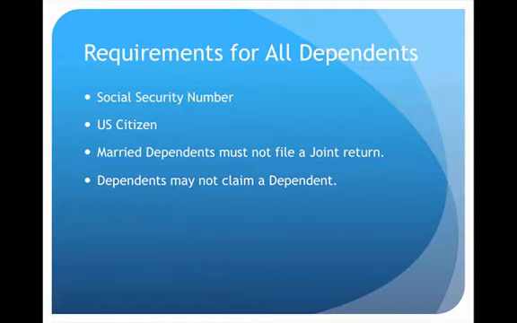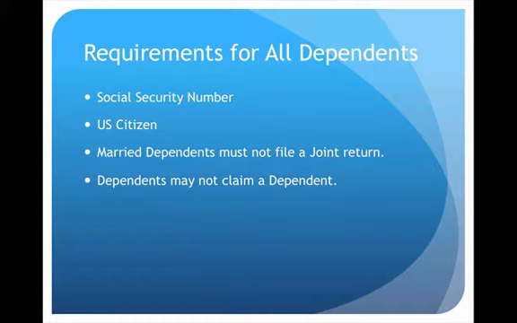So in other words, someone that you're working with has a potential person that they think they could claim as their dependent. What is your starting point? Well, here's the starting point. We first have to see if this person meets these requirements, because these are the requirements for all dependents. So first of all, does this person have a social security number? Is this person in fact a U.S. citizen? And then of course, if this person is married, they are not allowed to file a joint return.